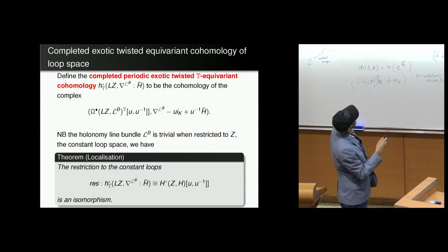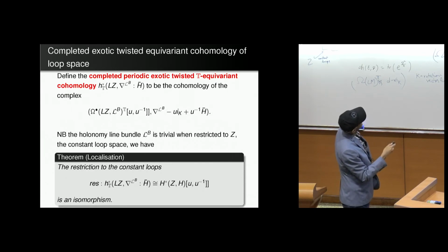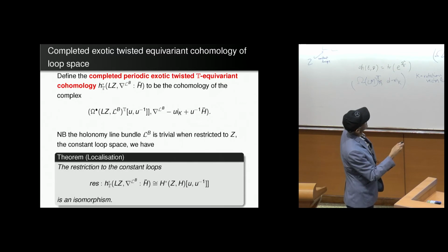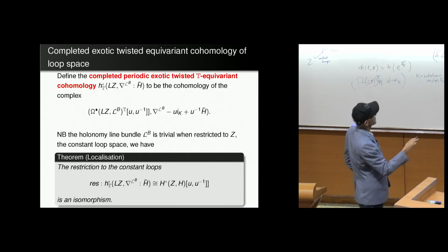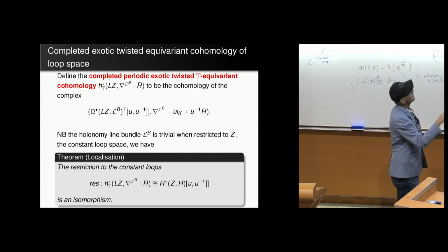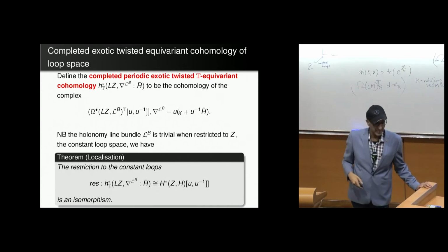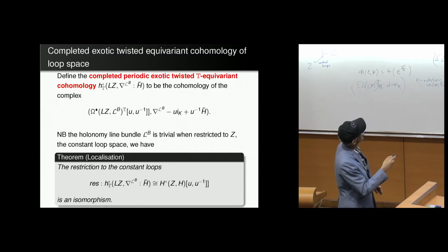So the completed version of this is you put a u inverse, as I was saying, and u is of degree 2. So u raises degree by 2, this increases degree by 3, and u minus 1 decreases it by 2, so you get a degree 1 operator here.